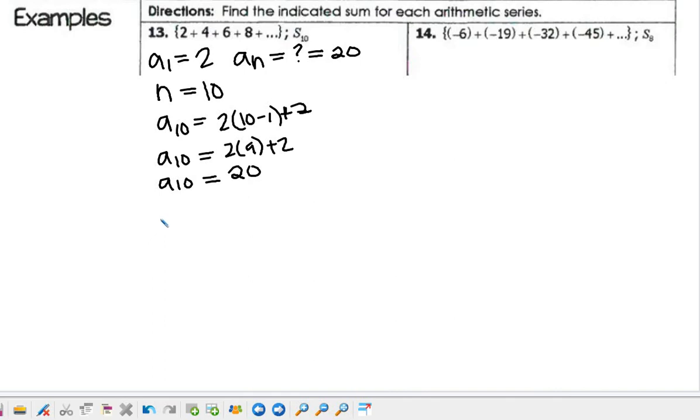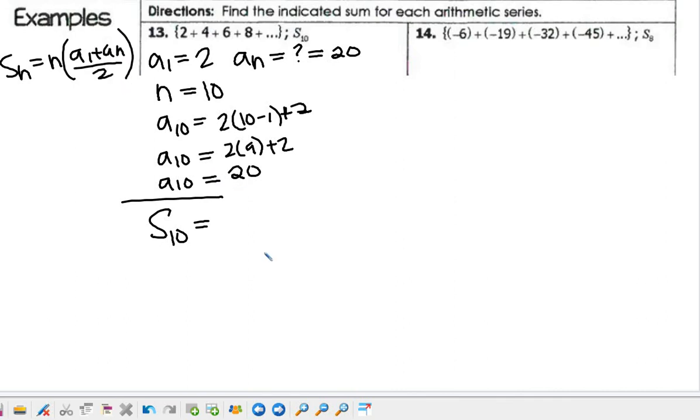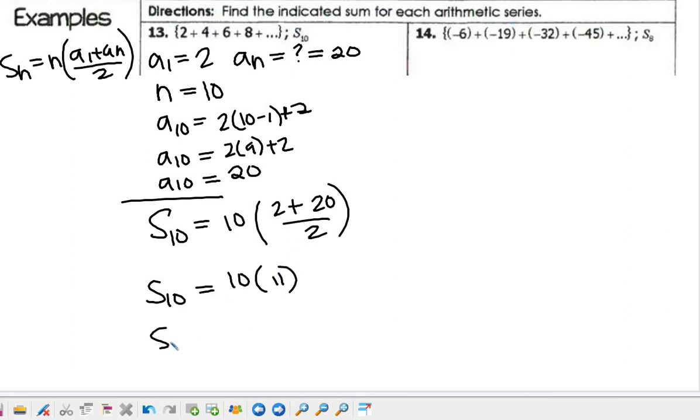Okay, so that means I have s sub 10, because that's how many terms I'm summing. So my formula, I know you can see it on your page, is equal to n, which is 10, times my first term plus my last term, divided by 2. So s sub 10 is equal to 22 divided by 2 is 11. So s sub 10 is equal to 110.